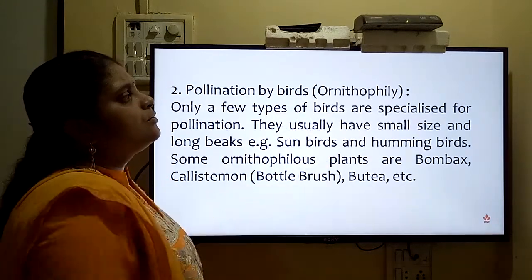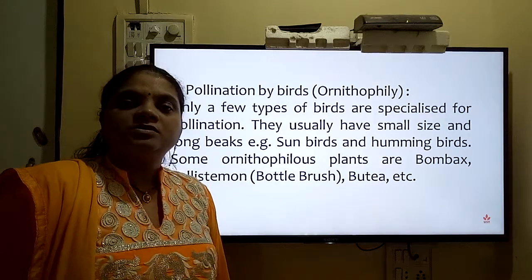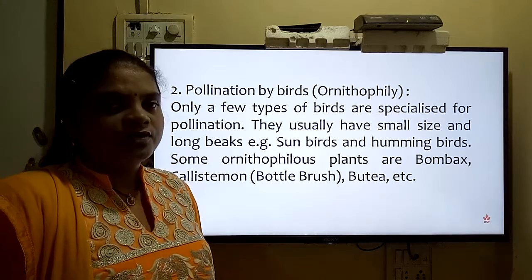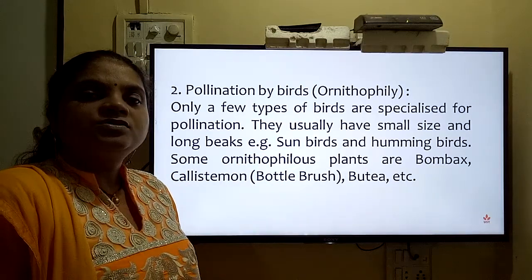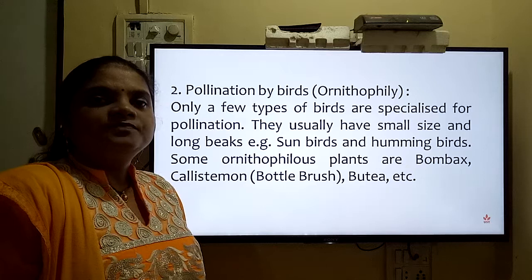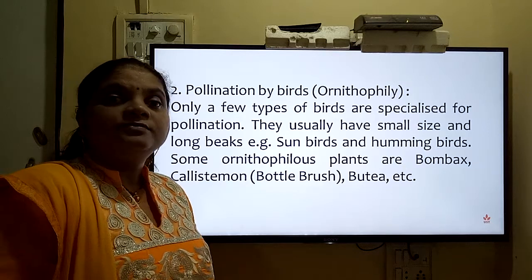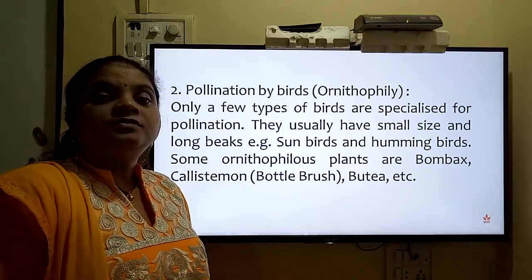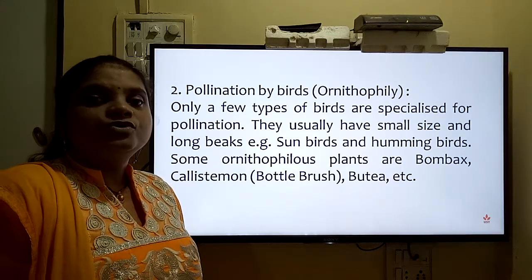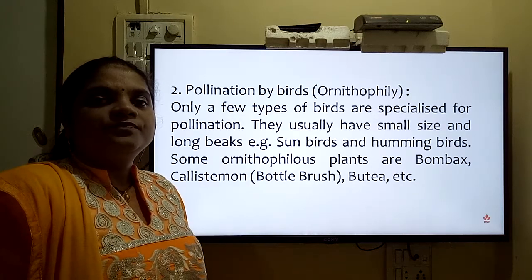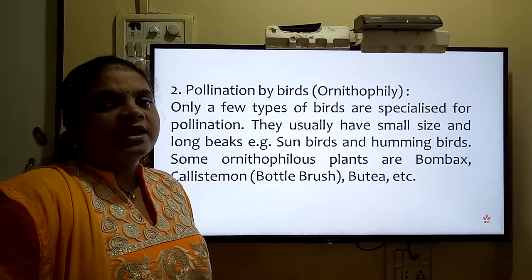Now pollination by birds, ornithophily. Flowers pollinated this way are ornithophilous flowers. Ornithophily is pollination by birds. A bird is slightly bigger than an insect, so the flower should be large, attractive, and have a large amount of nectar. Food is a must. If these characteristics or adaptations are present in the flower, birds can get attracted.